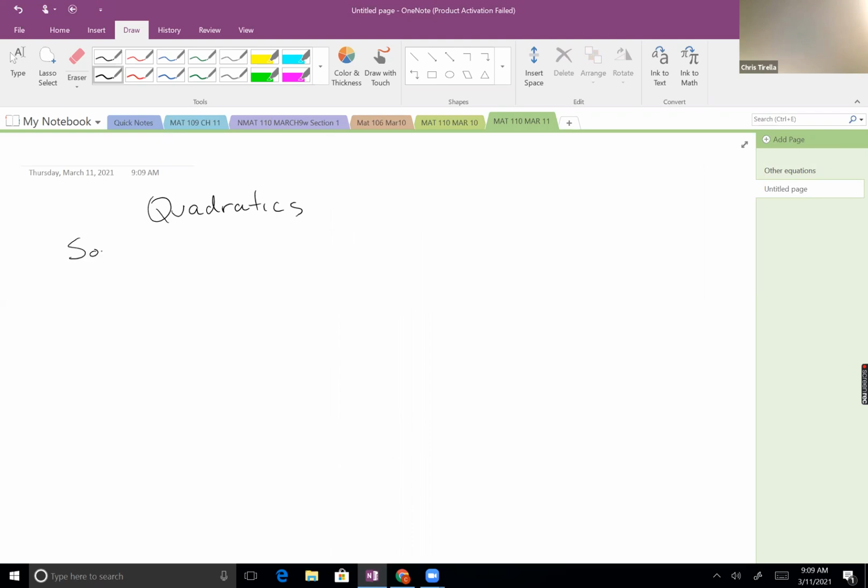Let's first solve by factoring. And let me look at something like 16x times x minus 2 equals 8x minus 25. And I'm going to ask for a little bit of help here. What should I do first?